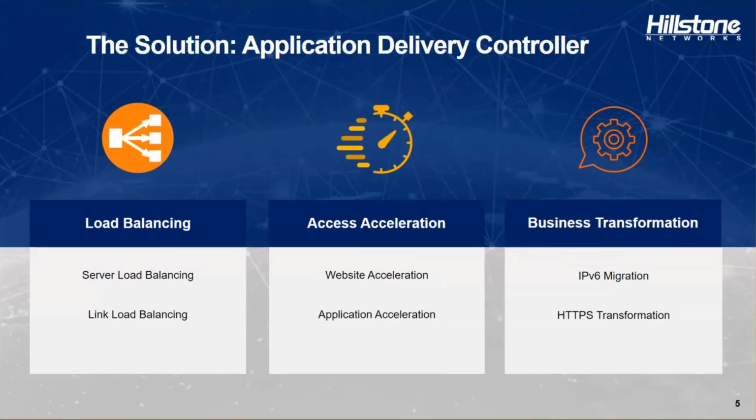For IPv6 migration, a customer may have IPv4 and may also be migrating to an IPv6 environment, or maybe in a mixed v4 and v6 environment. The other feature I just mentioned is HTTPS transformation. More and more businesses are moving apps from HTTP to HTTPS. So in this circumstance, ADC can also help perform HTTPS offloading, which means that if you have an HTTP server, it appears to the world as an HTTPS app.